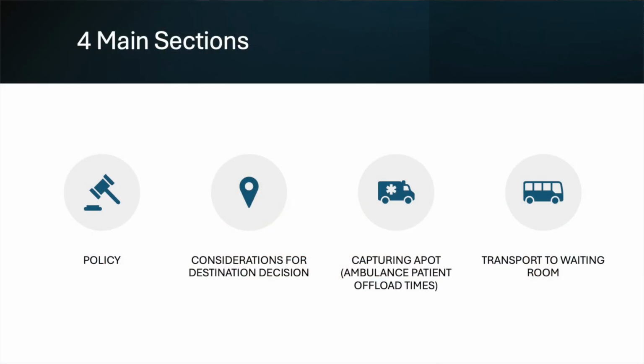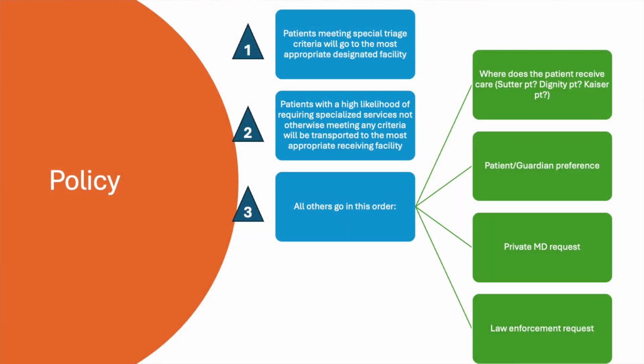It's got a policy section, a considerations for destination decision, a capturing APOT section, and a transfer to waiting room. I'm going to skip the transfer to waiting room part because I've covered that ad nauseum, I think, and I think I talked about it in the last training video for the county. But basically, the policy section, which is the very first section, is just a decision tree.